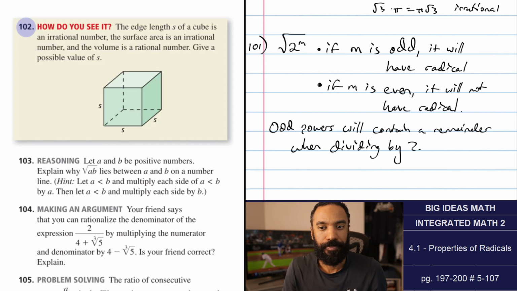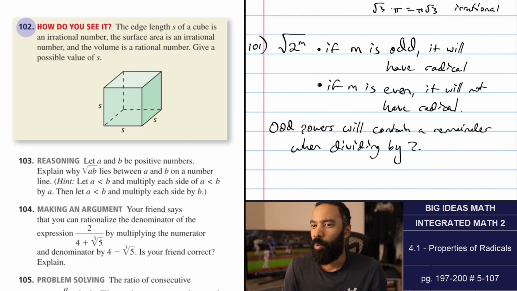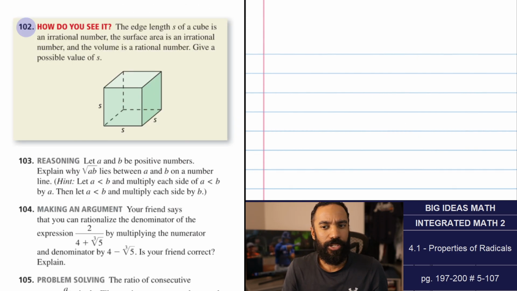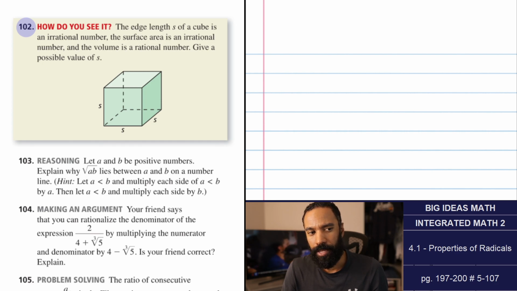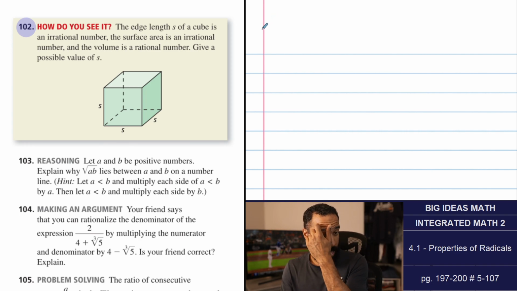They make us think. What do they say? Was it critical thinking? Oh, reasoning. 102. The edge length s of a cube is an irrational number. The surface area is an irrational number, and the volume is a rational number. Give a possible value of S.